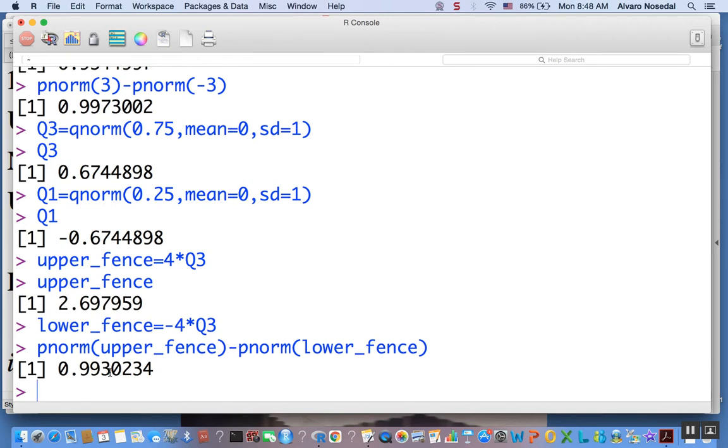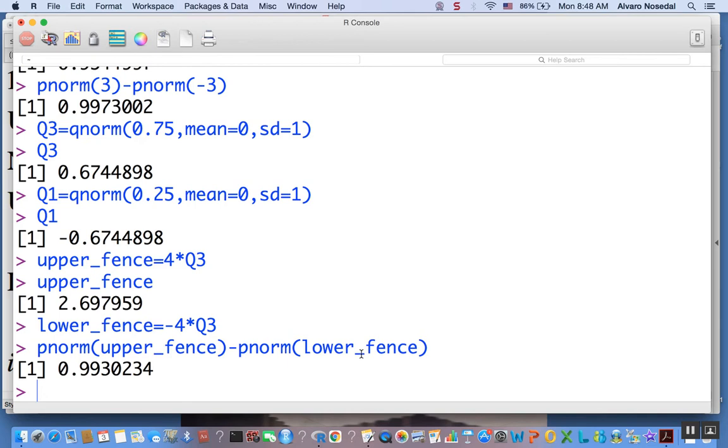So what we're saying here is that for a normal 0, 1, only 7 out of 1,000 observations are going to be either beyond the upper fence or below the lower fence. Make sense? So those are extreme observations, right? Well, we should take a second look at them, because they are extreme, they are rare.